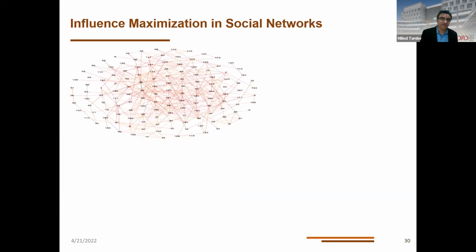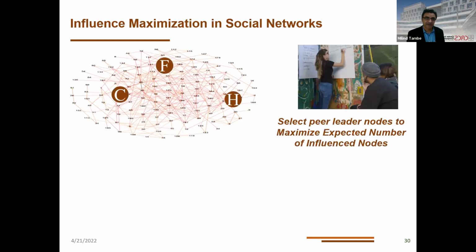So what we need to do here is influence maximization. We want to choose key influencers, key peer leaders, such that we maximize the expected number of influenced nodes, those who come to get informed about HIV prevention. Here's a picture of one of our social work colleagues educating these peer leaders about HIV prevention.